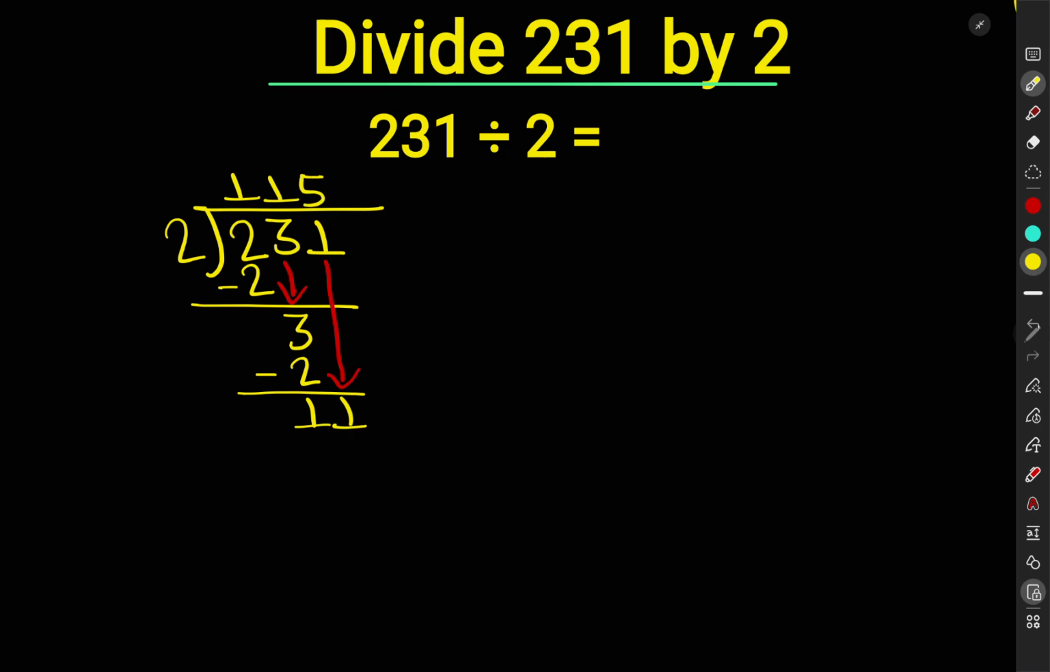So 2 times 5 means 10. On subtracting we get 1. So now this 1 is less than 2 and there is no other number beside. So we put decimal so that we take 0. So now it became 10 and 2 times 5 means 10. On subtracting we get 0.